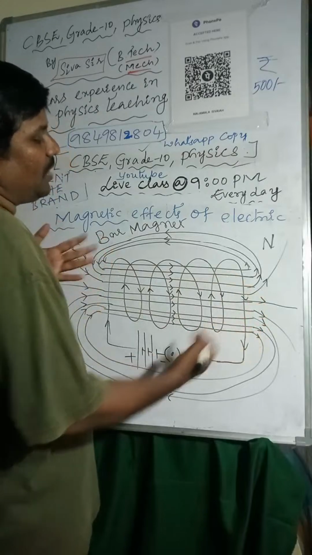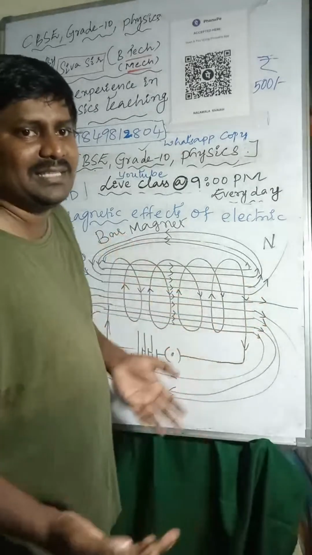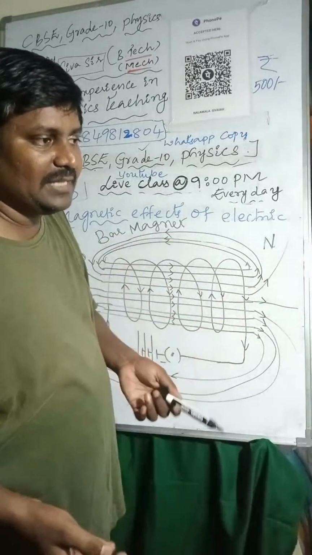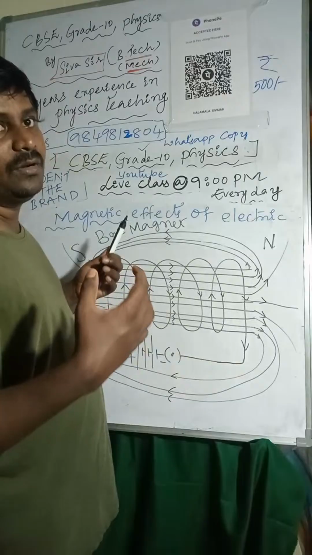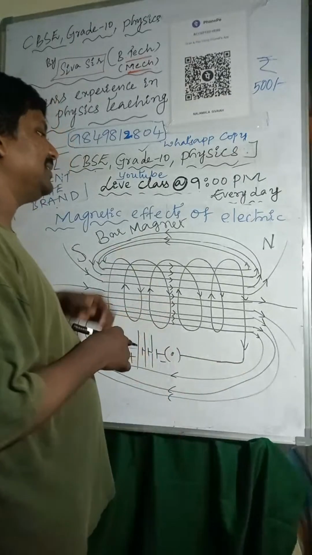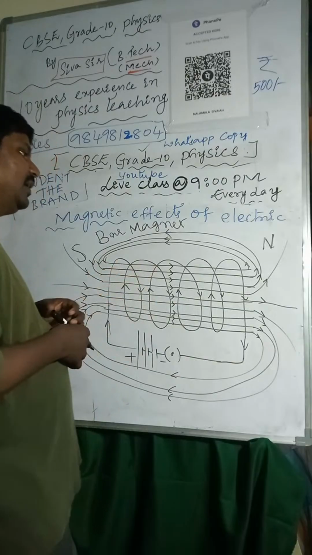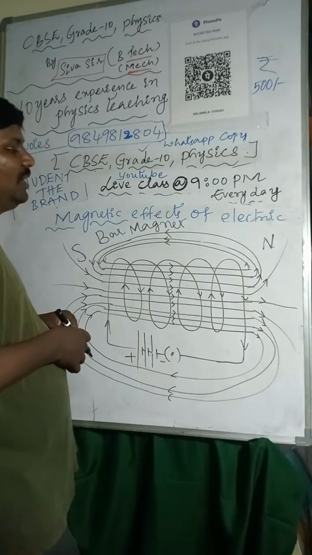So what exactly is a solenoid? If you take a straight wire bent in the form of a cylindrical shape and connect it to the circuit, it acts as a magnet. A magnetic field will be produced by this. That's why it is called a solenoid.